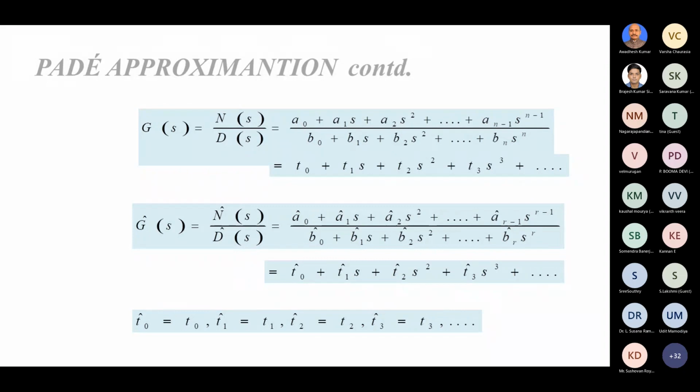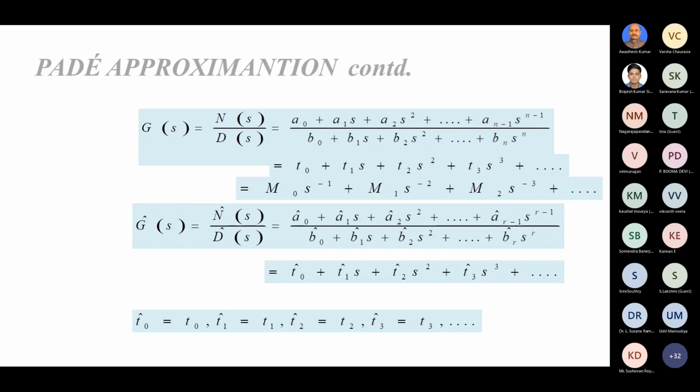That is, T0 will be equal to T0 cap, T1 will be equal to T1 cap, T2 will be equal to T2 cap, and T3 will be equal to T3 cap. So if we match these, we'll be able to determine the reduced order model by solving these equations. Now if we expand this transfer function around s equal to infinity, then these are the terms m0, m1, m2, etc. These are called Markov parameters. In fact, if you apply the final value theorem to G(s), that is t tends to infinity or s tends to 0, we will find that the remaining term will be a0 by b0. So in the Padé approximation, this T0 is also a0 by b0.